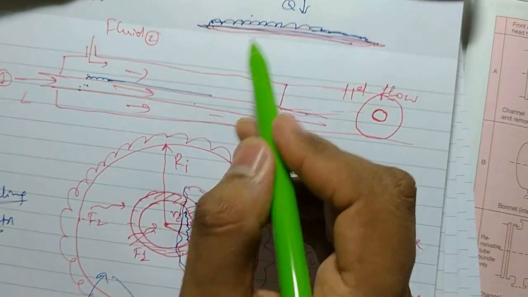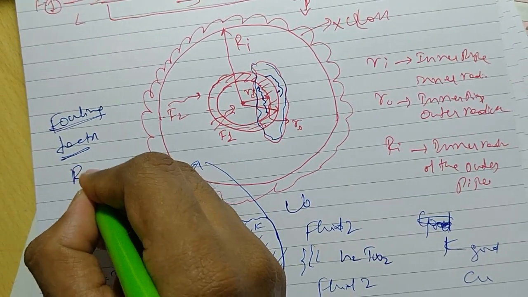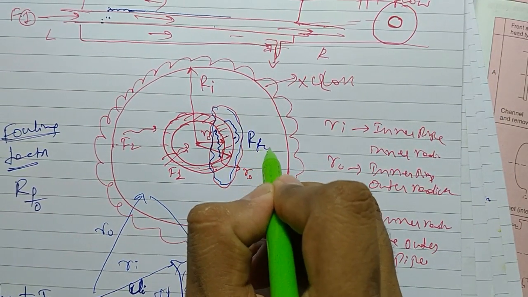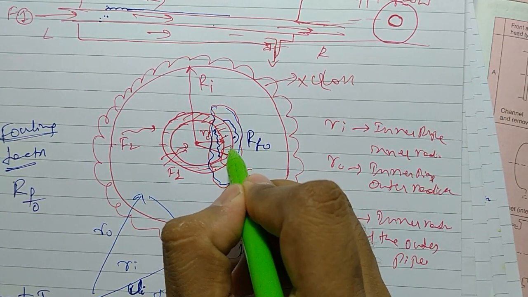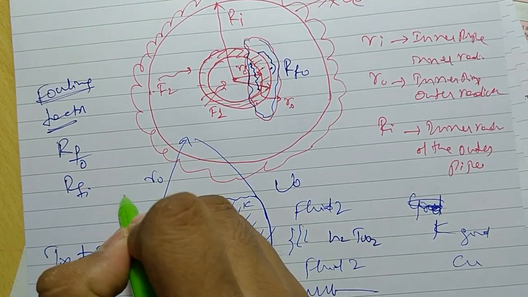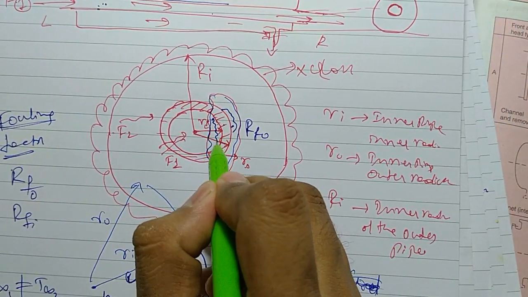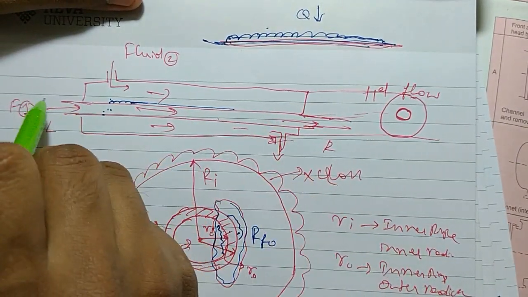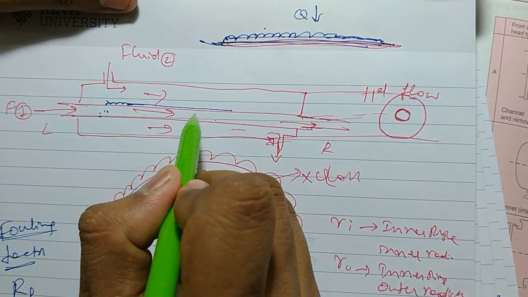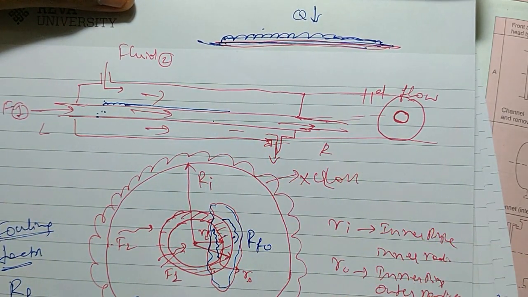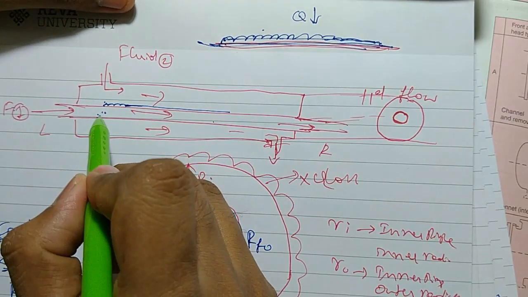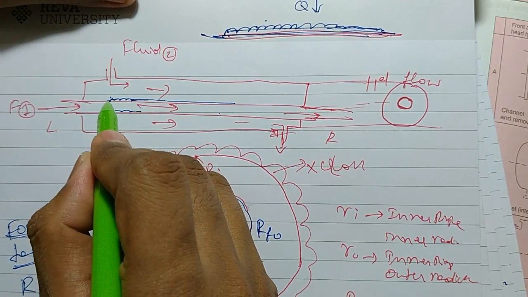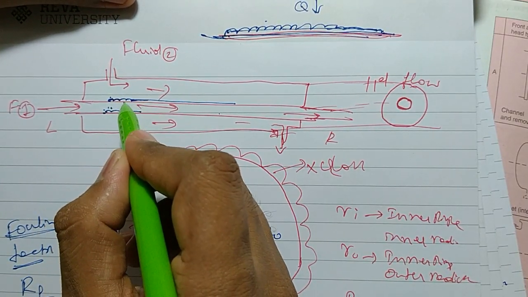If you consider that factor also, that is called the fouling factor, denoted by RF. RF naught means outside the inner pipe, the fouling factor should be taken outside the inner pipe. RFI is the fouling factor at the inside of the inner pipe. Fouling is the phenomenon where, because of continuous movement of the fluid after a certain period of time, some scales form over the surfaces of the tube. It may be the inner surface or the outer surface, or both.